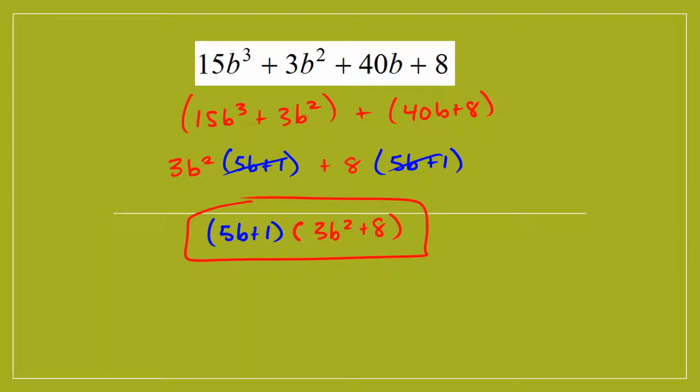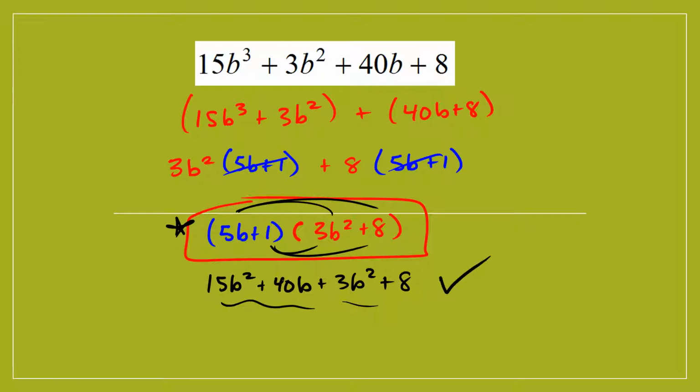Now I haven't really talked about that step 5 yet, but step 5 is you can check your work. So here's the final answer. If I multiplied it back out by distributing, I would get 15b cubed, then I get 40b, and then I get positive 3b squared, and then I get positive 8. So you can see that it matches this first one.